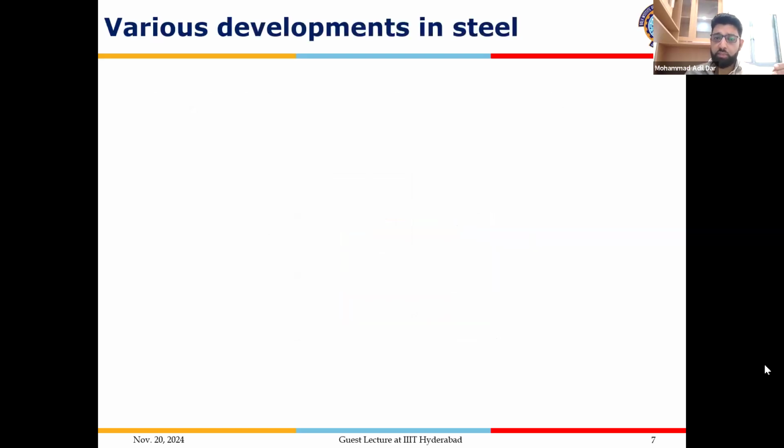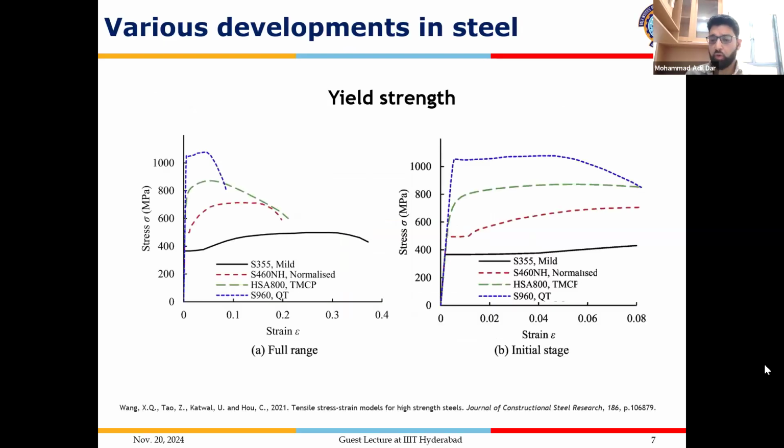Now, moving on to the various developments in steel, research is going in different parallels. We'll be discussing one where we talk in terms of yield strength, ways to improve the yield strength of steel. So for that, we have what we call mild steel, then we have high strength steel, then we have ultra high strength steel. But of course, whenever we achieve higher yield strength, it comes at the cost of ductility. So we have to be very mindful when we use high or ultra high strength steel in structural applications.